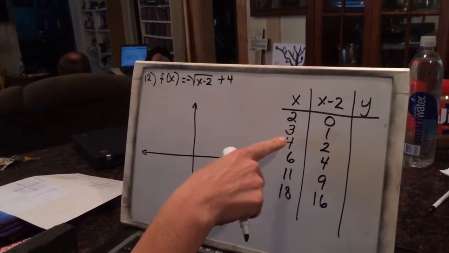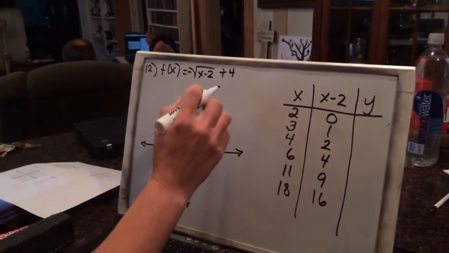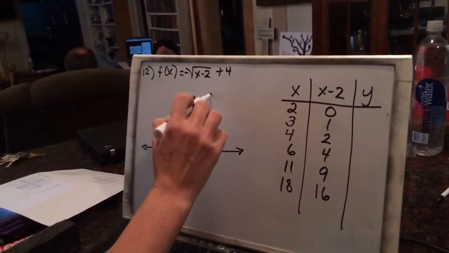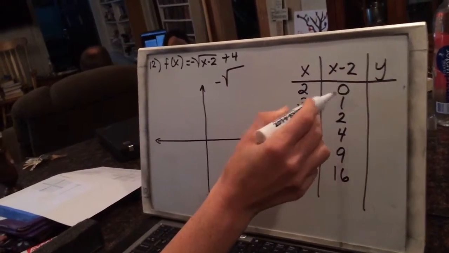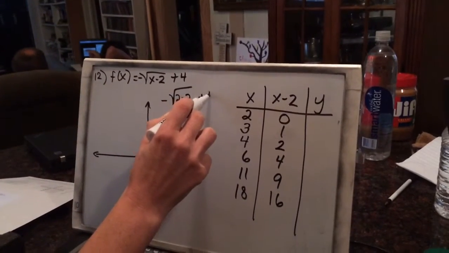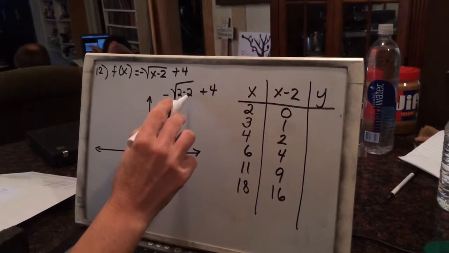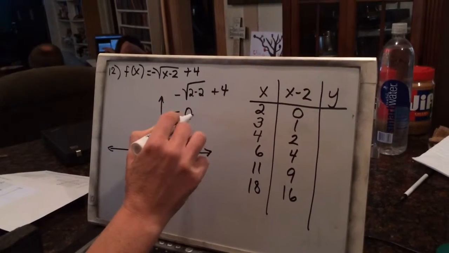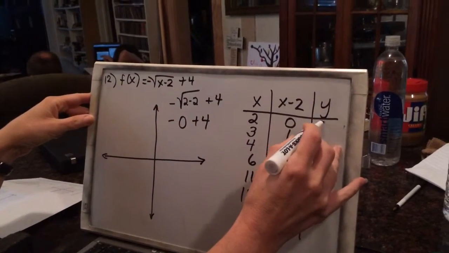So then we substitute these values in, and you can do these one at a time. We'll do one real quickly or two. So we have the negative of the square root of our first value for x, which is 2: 2 minus 2, plus 4. The negative of 2 minus 2 is 0. The square root of 0 is 0. Negative 0 plus 4. We end up with our value for y being 4.